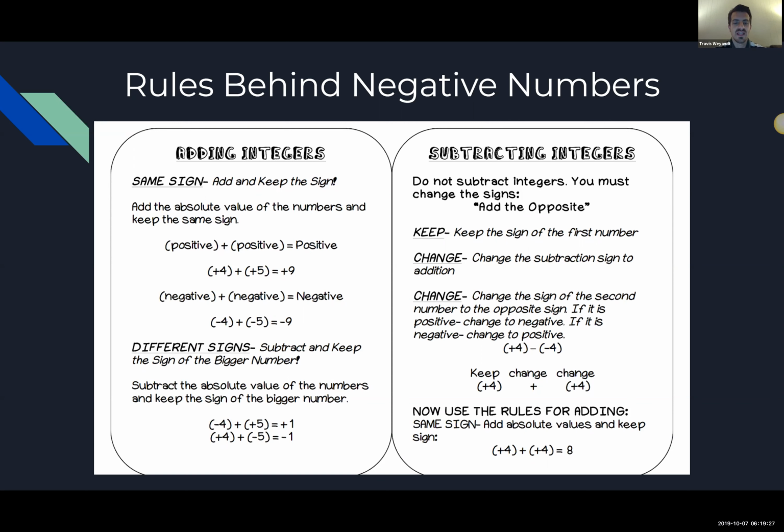Now, if they're different, we subtract and we keep the sign of the bigger number. So if you look at the examples down there, -4 plus 5, they're different signs. So we subtract like we normally do. We take 5 minus 4 and get 1. And then we go back and ask, what is the biggest number? Well, it's 5, so it's positive. So it ends up being +1. The second example is the same thing. We have different signs. We subtract to get 1. But if we go back and find the bigger number, it's 5 again, but the sign is negative. So once we find that bigger number, that sign becomes a part of our answer. So it becomes -1.